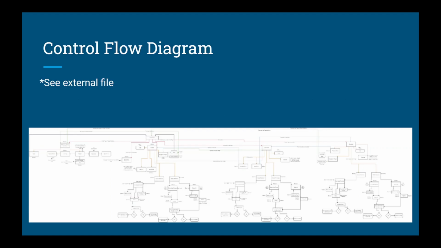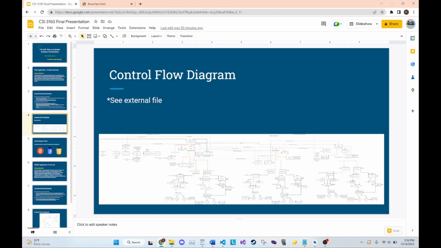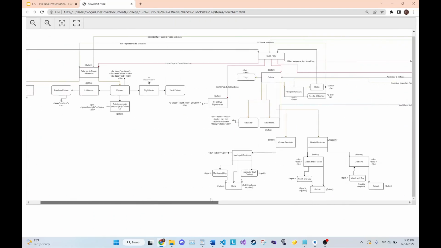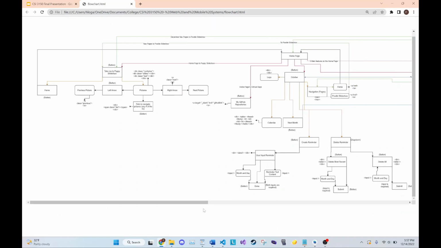Now, my control flow diagram is kind of a mess. It's very big and hard to see. So this is my external flowchart diagram in which you have the home page, which you start on. There's the different buttons, like going to my GitHub, and the different months. And of course, the puppy slideshow.